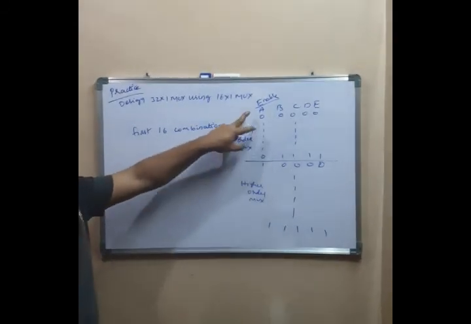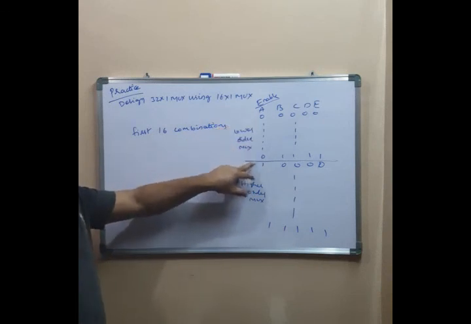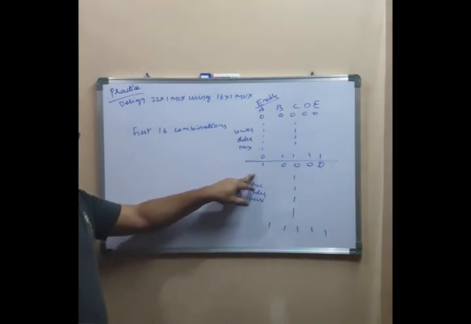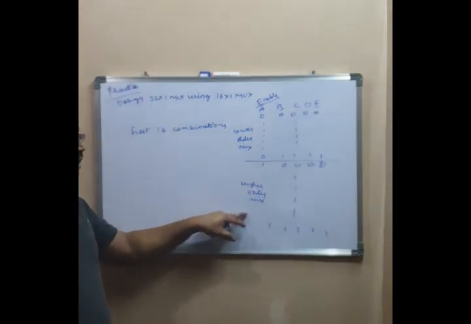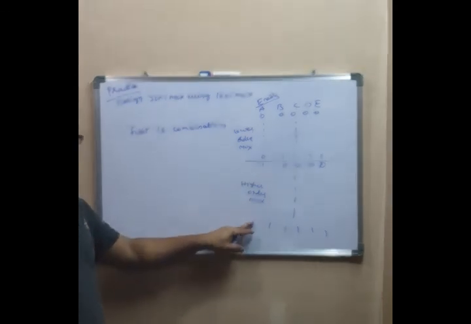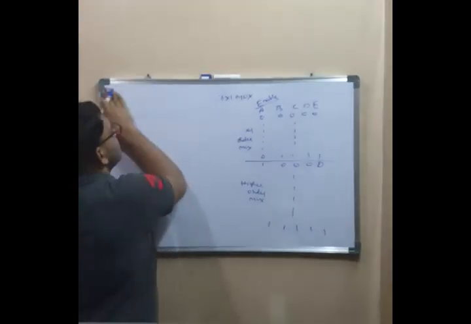So, for the first 16 combinations, enable input will be 0. So the lower order mux is enabled. For the next 16 combinations, if you connect 1 to the NOT gate, the output of the NOT gate will be 0. 0 you are connecting to enable input of higher order mux. So, there will be output from higher order mux. You practice and submit to me.